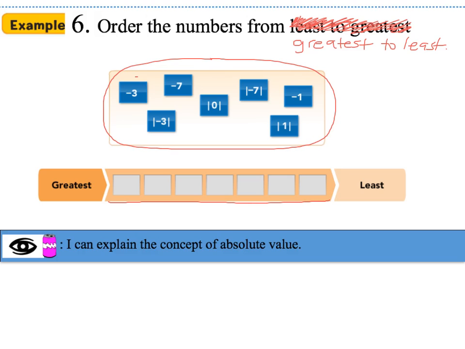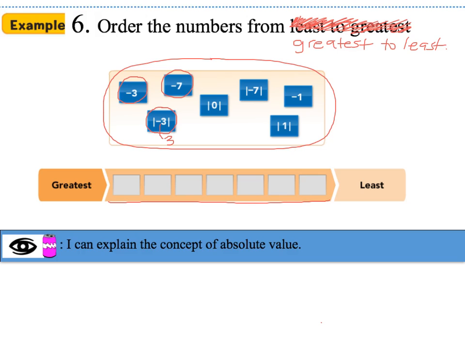So the first tile says -3, so that's a pretty small number because it's in the negative region. We've got -7, which is another smaller number because it's also in the negative region. Now if I look at this number right here, that's the absolute value of 3. If I think about the absolute value of 3, it has a magnitude of 3, or an absolute value of 3. So that's the value of that tile.